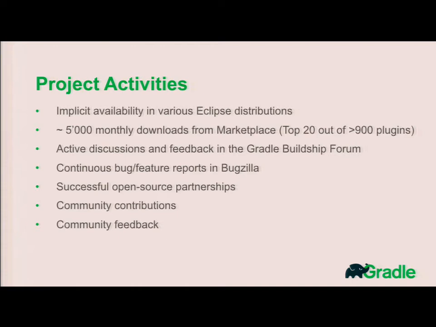So the Buildship project has been quite active these last 12 months, and I'd like to briefly summarize that. We are part of 3 distributions: the Java one, the committer one, and the RAP one. We have another 5,000 downloads roughly from the marketplace, so people using newer versions than are in the distributions, or they use another distribution. We have a lot of discussions going on in the forum. It's not the Eclipse forum, it's the one from Gradle, so we do all these discussions in the Gradle forum.